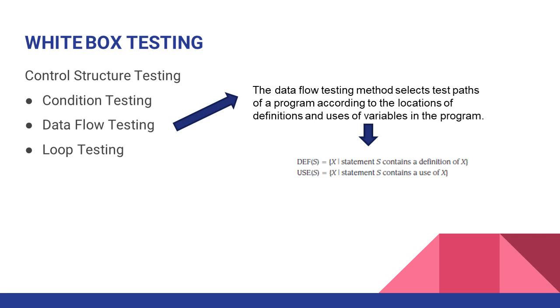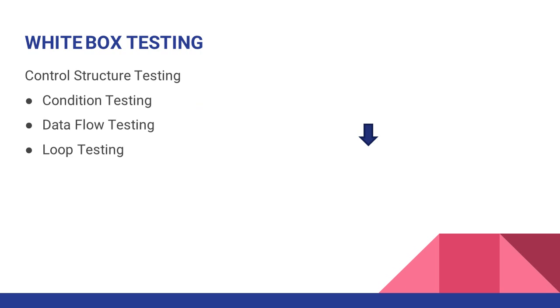A definition-use chain of variable x is of the form [x, s, s'], where s and s' are statement numbers, and x is in DEF(s) and USE(s'). So, one simple data flow testing strategy is to require that every DU chain be covered at least once. We refer to this strategy as the DU testing strategy. The next one is loop testing.